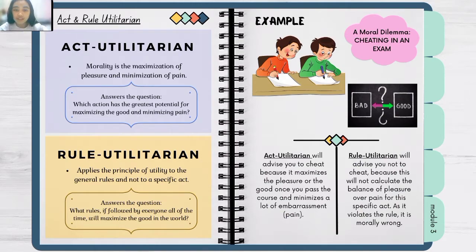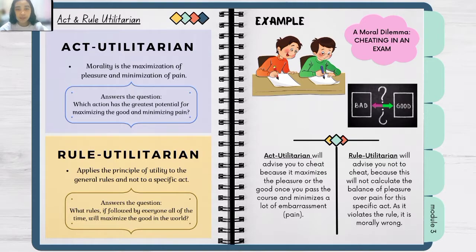Look at this for example. You are confronted with a dilemma: either you cheat in an exam or you don't. If you cheat, you will pass the course and you will be happy. However, if you don't cheat, you will fail the course and acquire pain in the form of embarrassment. An act utilitarian will advise you to cheat because it maximizes the pleasure or the good once you pass the course and minimizes a lot of embarrassment or the pain.